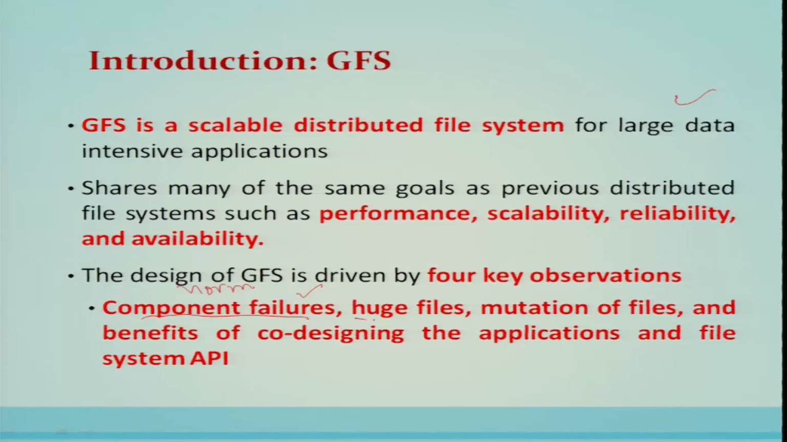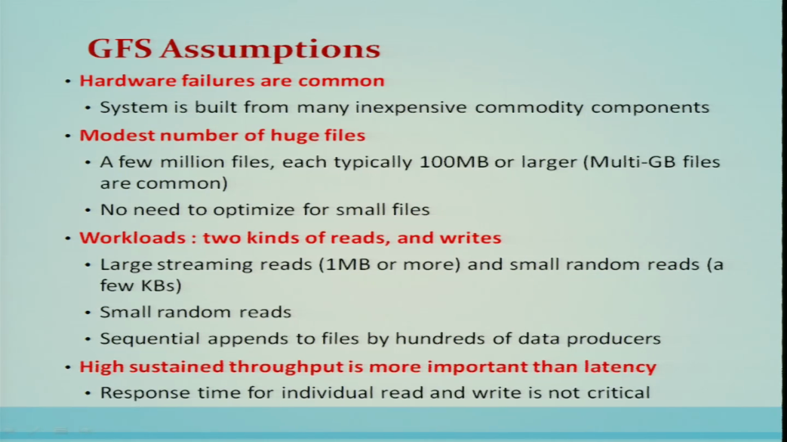Another important thing is that file sizes are huge. Huge files are going to be supported in modern applications. The third is the mutation of files and the benefits of co-designing the applications and the APIs to access them. These are the main points to be supported in the Google File System. Regarding the Google File System assumptions, hardware failures are common; it has become a norm. Why? Because they are inexpensive commodity machines, they are prone to failures and they may fail.